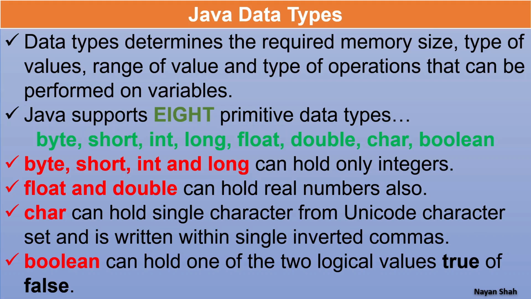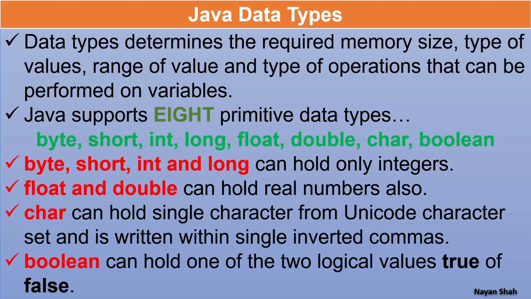Similarly, float and double can hold real numbers also, meaning any number. Float and double can hold any number with or without a decimal point. Again, the range is different. Float can hold a certain range of numbers, and double can hold again a certain range of numbers.